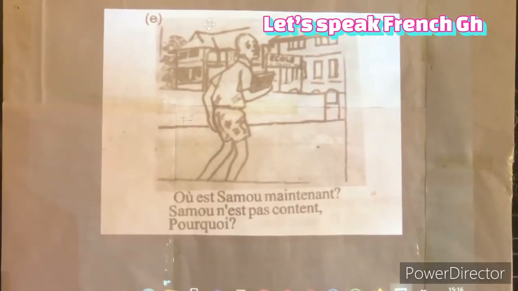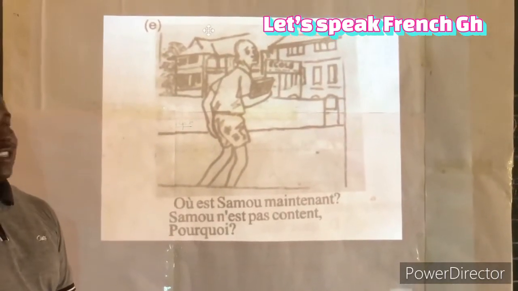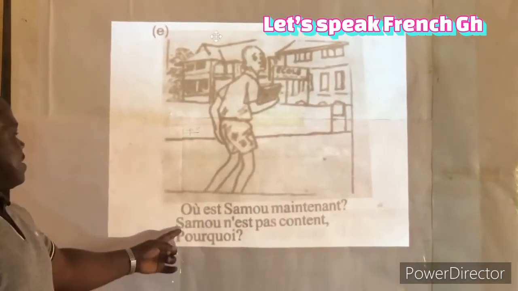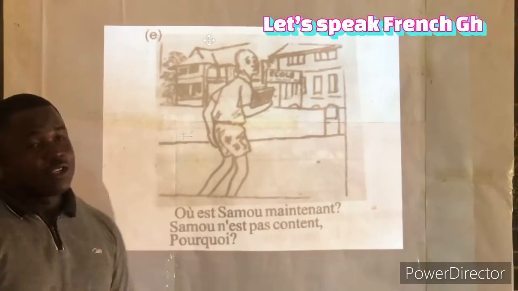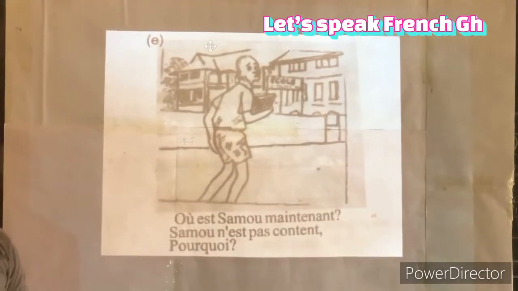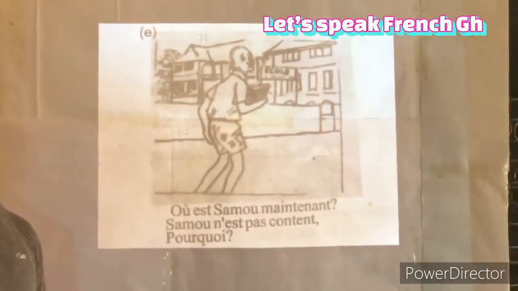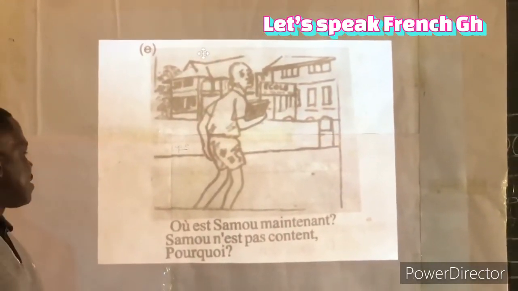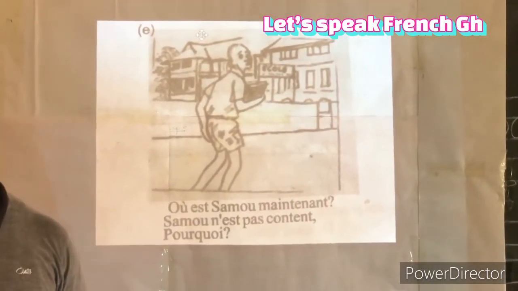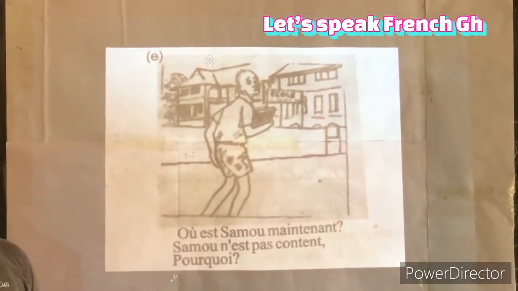The next one, you can see Samu on the picture on the screen, very dirty. Who is Samu maintenant? Samu n'est pas content. Pourquoi? So we have two questions that we are supposed to answer here. Where is Samu now? They are supposed to tell us where Samu is now. And the next one is, Samu n'est pas content. Pourquoi? Samu is not happy. Why? Samu is unhappy because in the previous picture, you saw Samu falling in the mud.